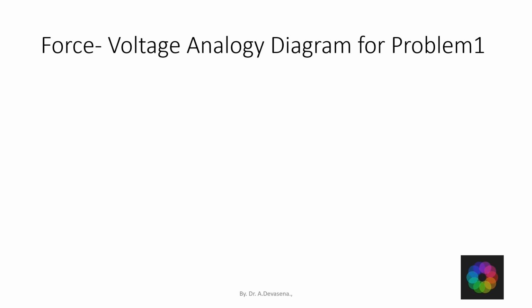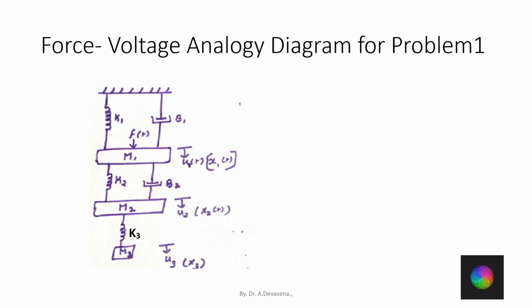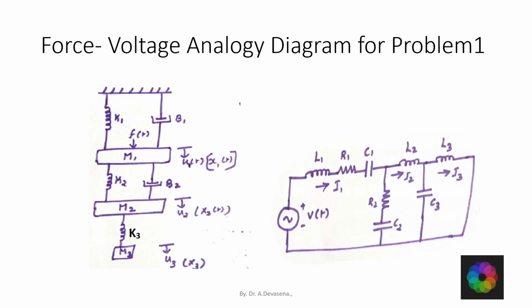Force voltage analogy diagram for the problem 1. This is the given mechanical translational system. This system is analogous to the electrical system representation of the given mechanical translational system. Here we are having masses, spring and dashpots. The masses, spring and dashpots are replaced by the corresponding elements in the electrical system. That is indicated in this diagram.